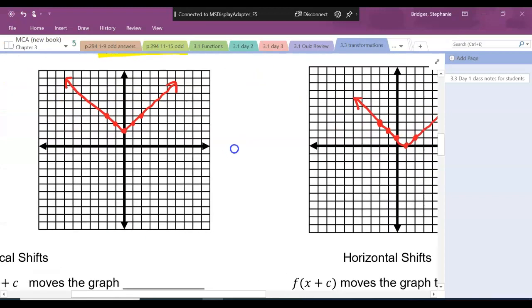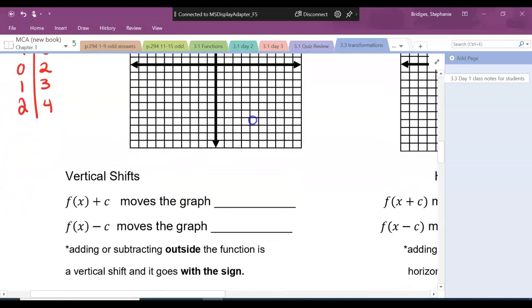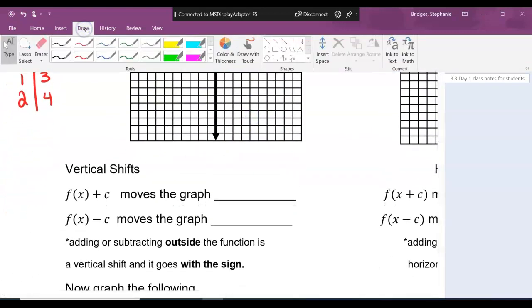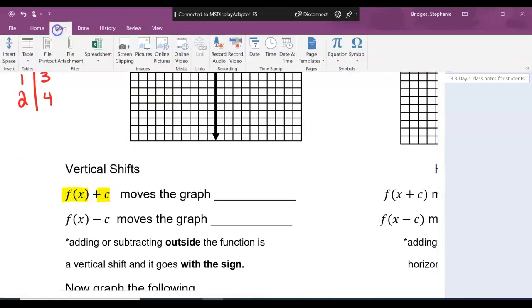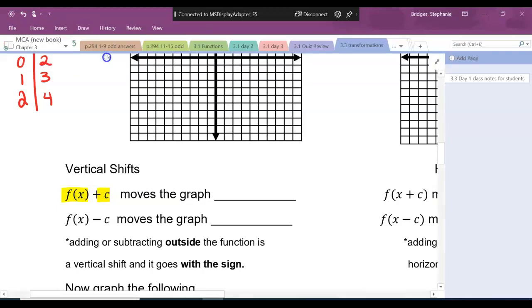So let's go back to this one where it moved up. If you'll notice, right below that, it says your function and then some number plus c, just like the graph that we first did. Moved my graph where? Up, okay? So if you take your function, whether it's an absolute value, quadratic, cubic, anything like that, absolute value plus some number makes it go up. If I were to do minus some number, what do you think that would do?